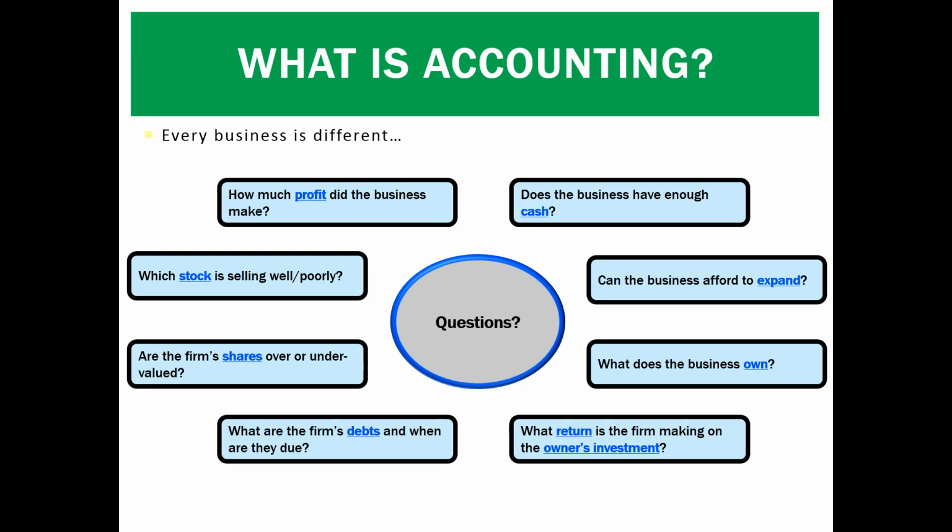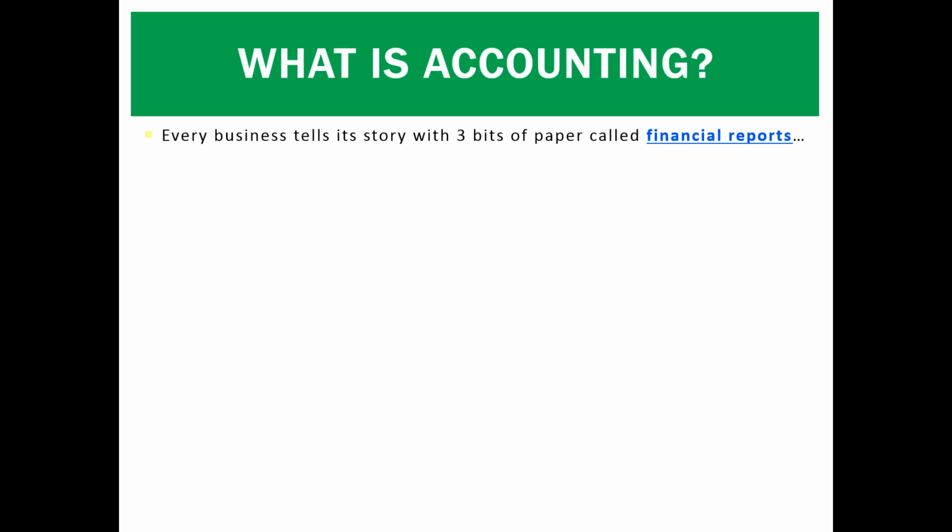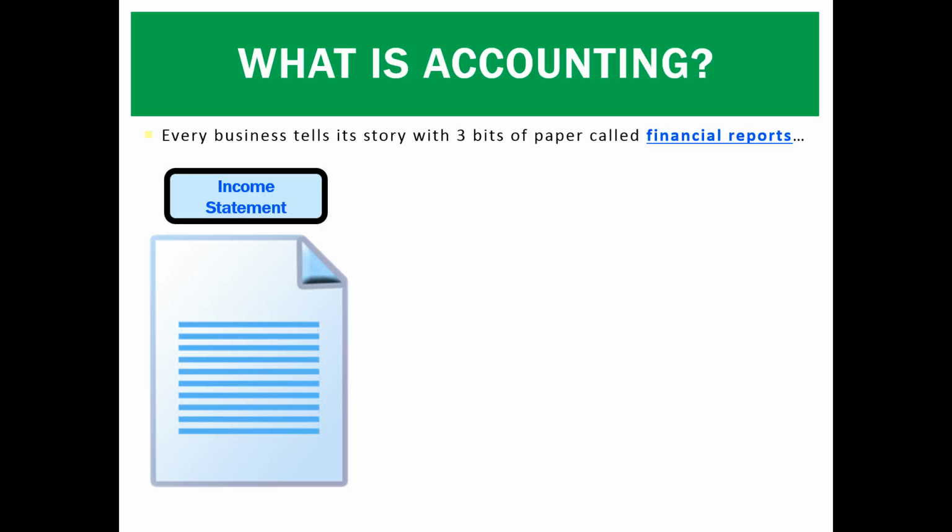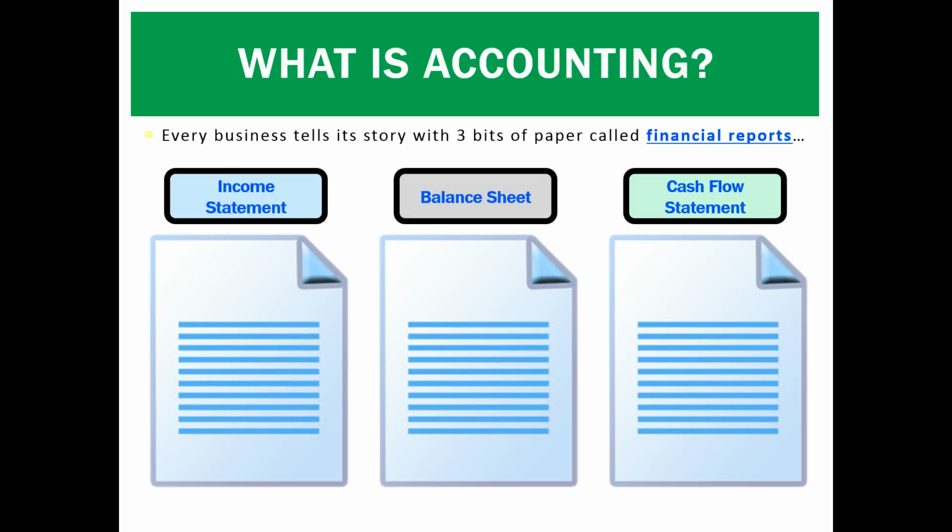These are all really important questions, whether you're going to work for a business, invest in a business, or become a client of a business. So to answer these questions, a business tells its story with 3 bits of paper, and we call these financial reports. The 3 financial reports are the income statement, the balance sheet, and the cash flow statement. Together they give us a complete picture of what a business is. And essentially this is what accounting is.